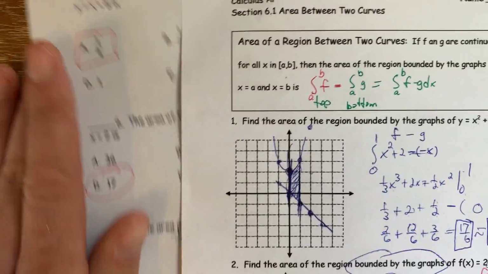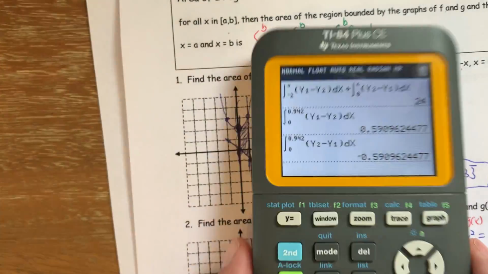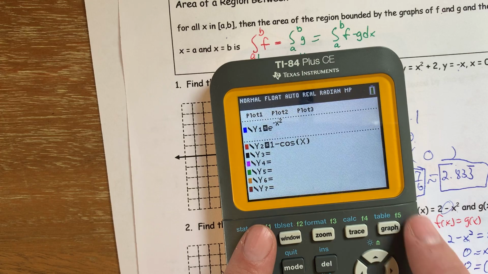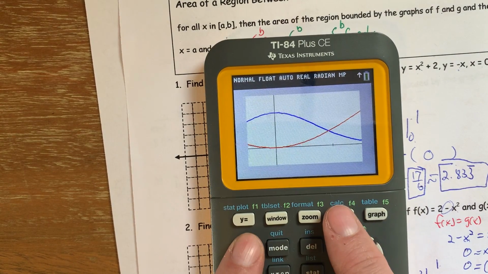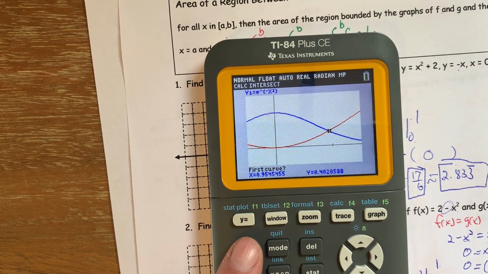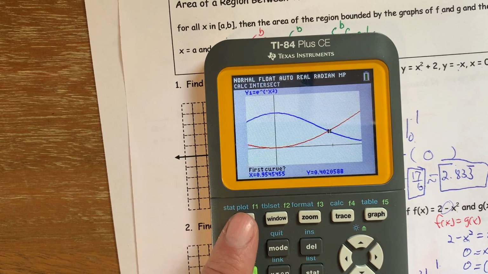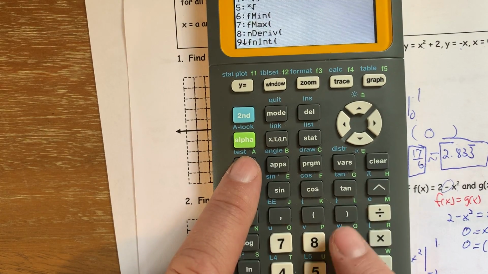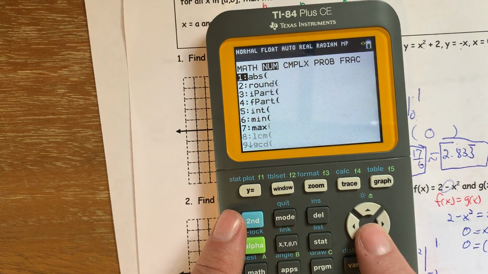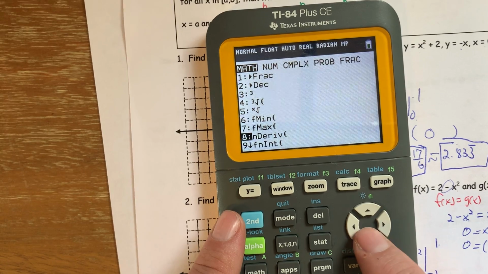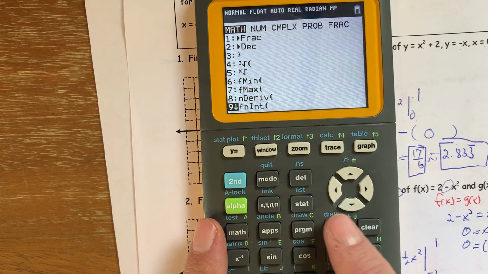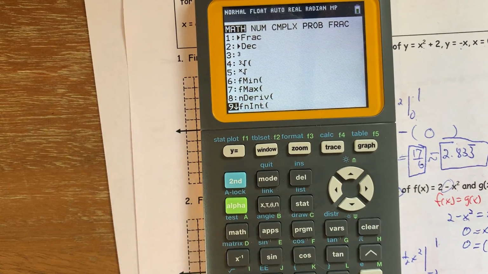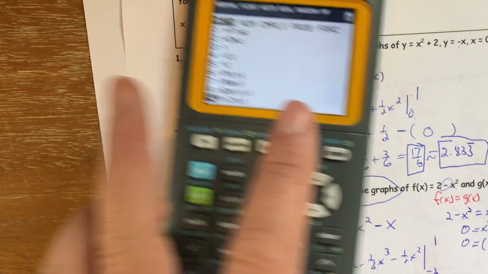And in a calculator, you need to be able to know how to put things into y equals. You need to know how to find the intersection by pressing second calc intersect. And you need to know how to then do the integral by pressing math, and then 9 to get down to fnInt. And you really want to be able to use the variables button to be able to do just like f minus g. It makes it a lot easier.